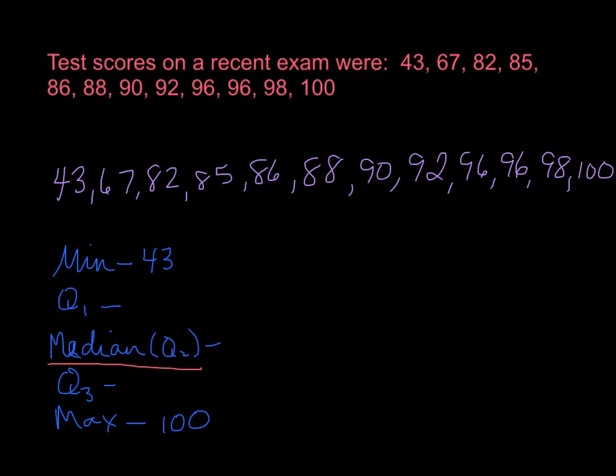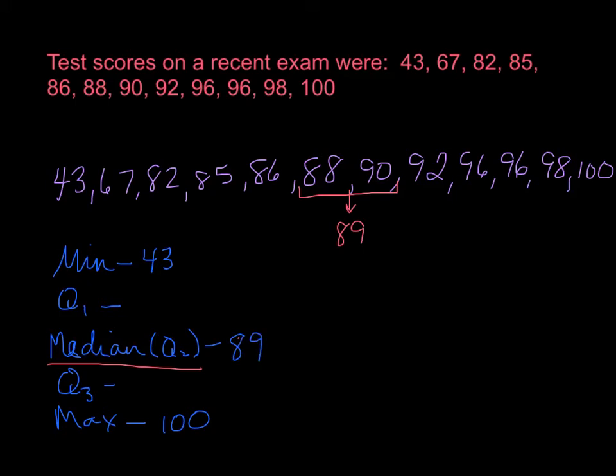3, 4, 5, 6. Okay, so it's those two. I'm just making sure I have the middle. There are 5 numbers to the left and 5 numbers to the right. I want the midpoint of those 2 numbers. Oh, by the way, you have to make sure your numbers are in order before you do this. I just happen to give you the test grades in numerical order, but always check for that. So the midpoint of these 2 is 89. So that's my median. That's Q2. I can go ahead and write that down as my median.